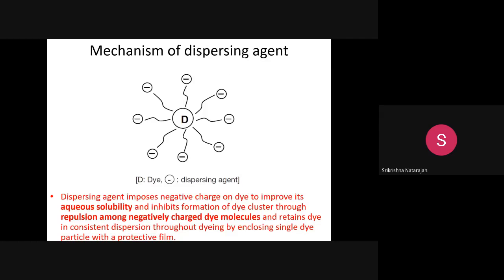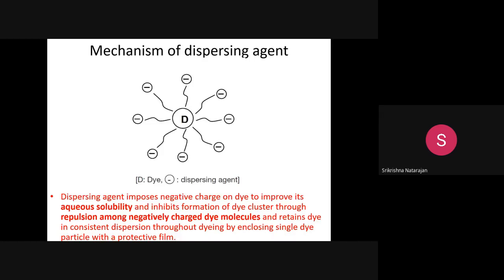Okay. See, for example, if you do not use the dispersing agent, what will happen? That we are going to see. See, for example, if you see disperse dye, as I've told you, it does not have any charge. Okay, it does not have any charge. If you add the disperse dye directly into water and mix it, what will happen? It will form some agglomeration. It will form some clusters. All the dye molecules will join together to form some hard clusters.